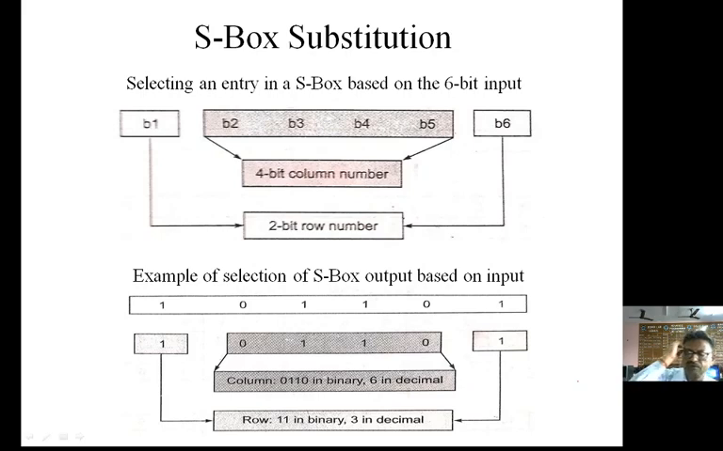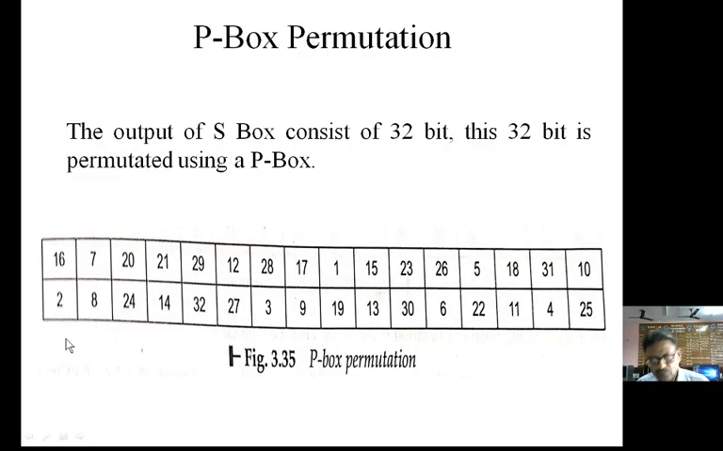So in this way, we apply the S-box: we find which column number and which row number, and wherever they coincide, whatever value has been placed in that particular box, we consider the binary equivalent of that value, and that will be the 4-bit equivalent of the 6-bit input. So this is how the S-box substitution works.